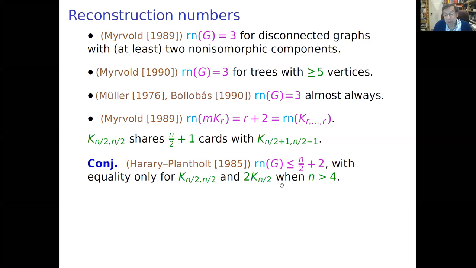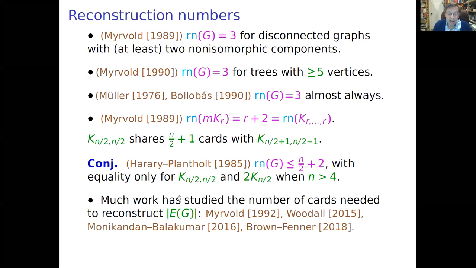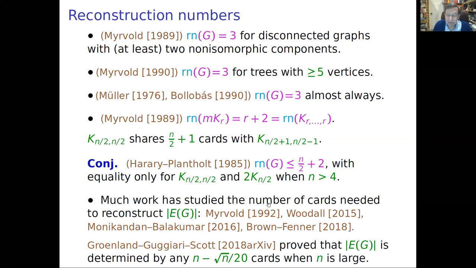There were a lot of papers. I mean, okay, if you can't determine the reconstruction number of a graph, what can you tell about the graph? Again, this kind of question. A number of papers were written just about the number of cards that are needed to reconstruct the number of edges that the graph has. And a recent work on this said that, well, you can at least toss away some square root n cards when n is large and be able from the remainder to determine the number of edges.